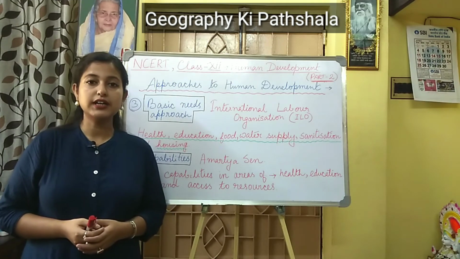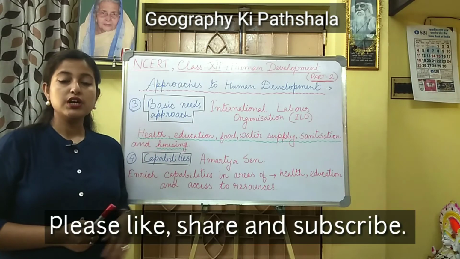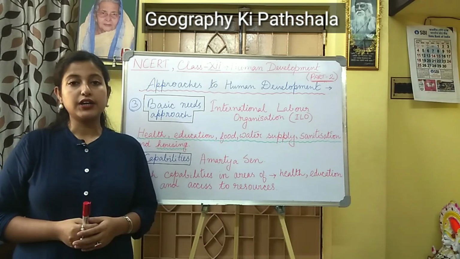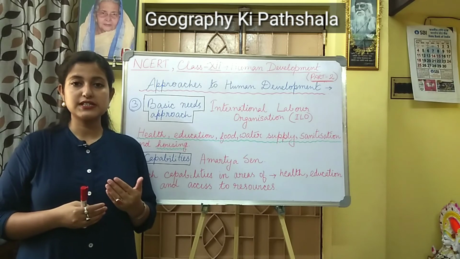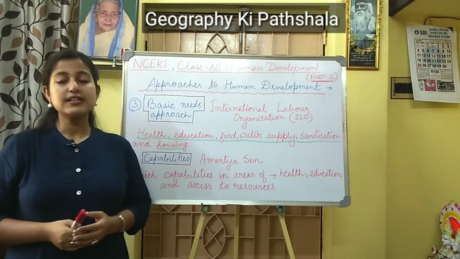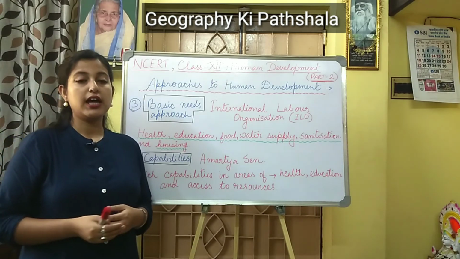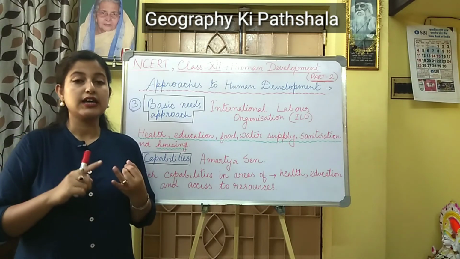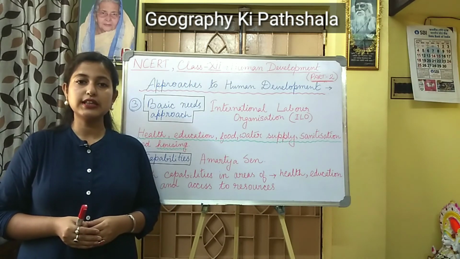Now let's discuss the third and fourth approaches to human development. The third is the basic needs approach. This approach was initially proposed by the International Labour Organization, the ILO, and it discusses 6 basic needs. What are those basic needs? They are health, education, food, water supply, sanitation, and housing. The 4th approach, the capability approach, is associated with Amartya Sen, and it discusses how to enrich capabilities in the areas of health, education, and access to resources. So these are the 4 different key approaches for increasing human development.